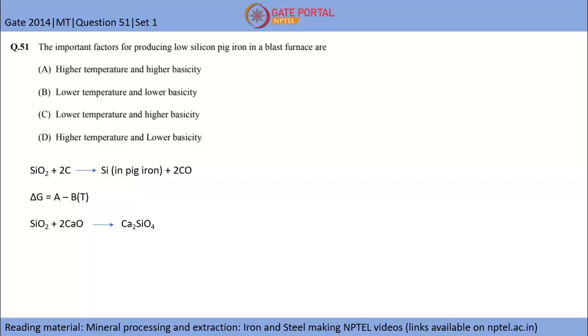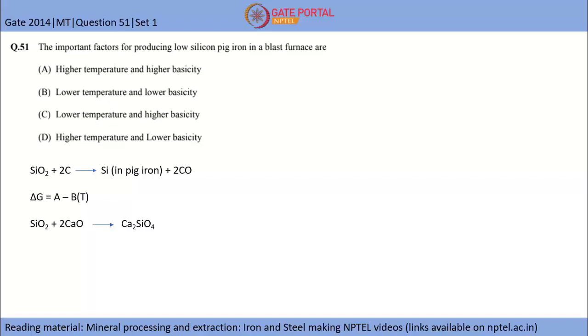So let's say if we increase the temperature to a very high value, then the delta G will be negative, as you can see from the equation. So if delta G is negative, this reaction will be more and more favorable. So you will end up getting more silicon in your pig iron. So to retard this reaction, we require less temperature or lower temperature.